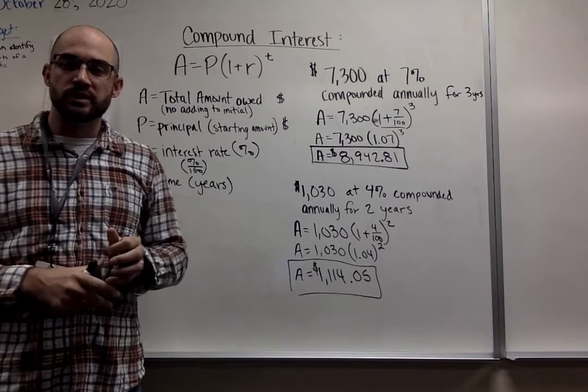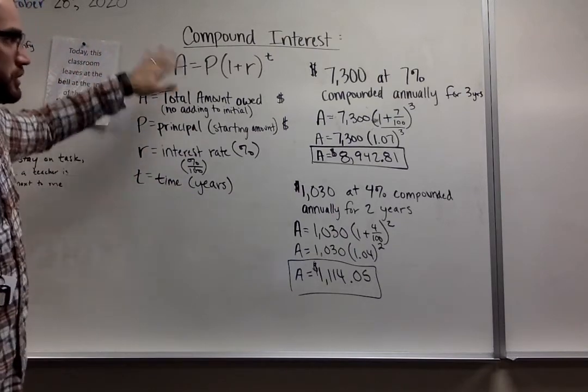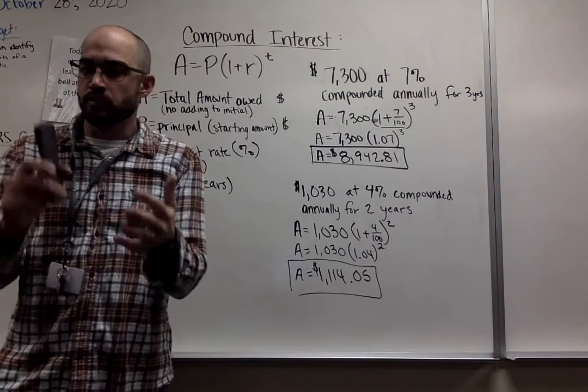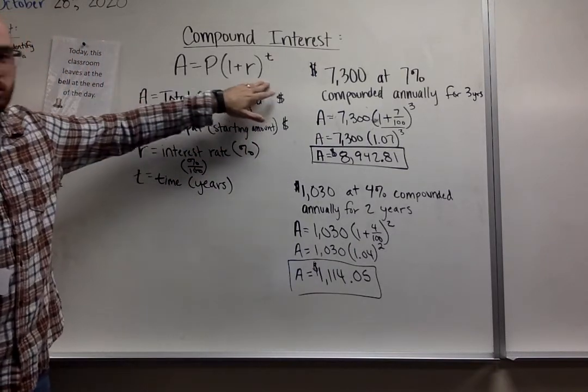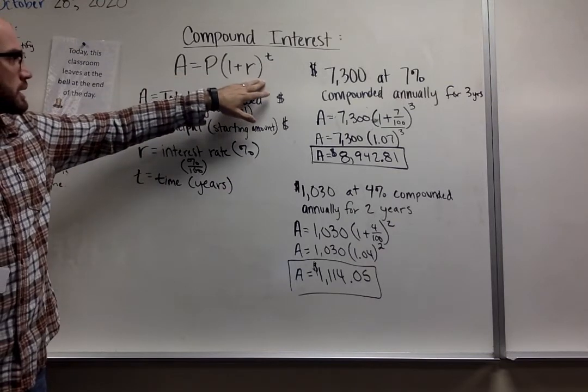Okay? Again, hopefully this helps you guys as we get into compound interest. Again, with simple interest, you're just multiplying each of those times each other, whereas with compound interest, we have this formula that looks similar to when we were dealing with our exponential functions.